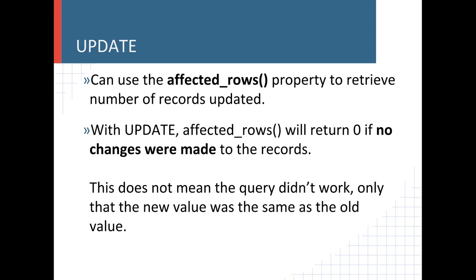So we can use the affected rows property to retrieve the number of records updated. Affected rows works not only for the insertion or the deletion of data, but for updating as well. But affected rows only returns true if any changes were made. So if you update a field with the same information that was previously there, the database will not register a change. Therefore, no rows of data were affected.